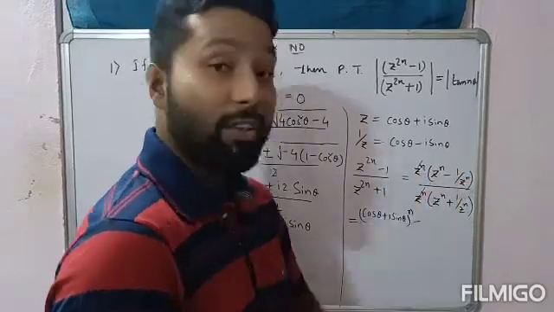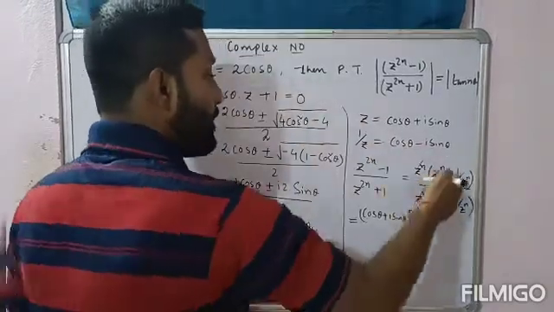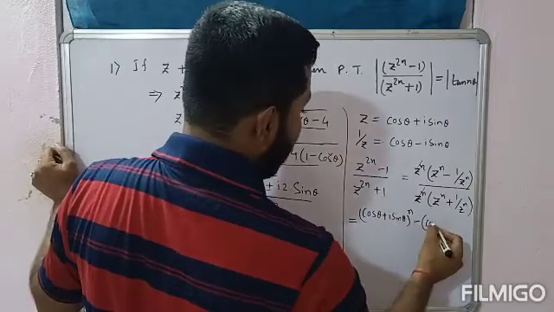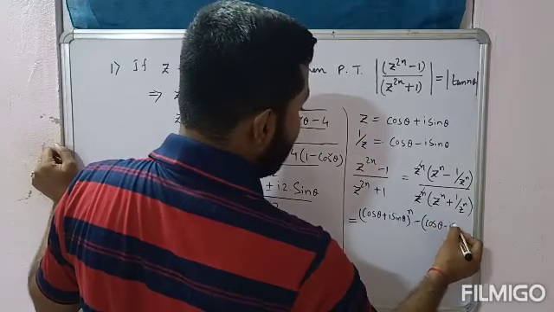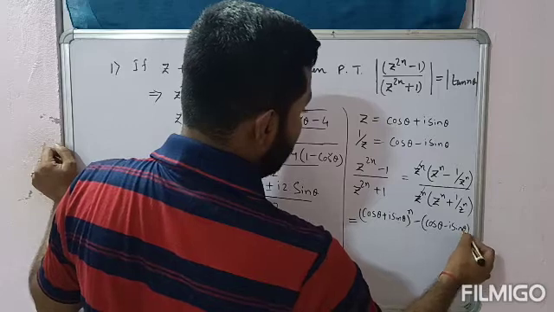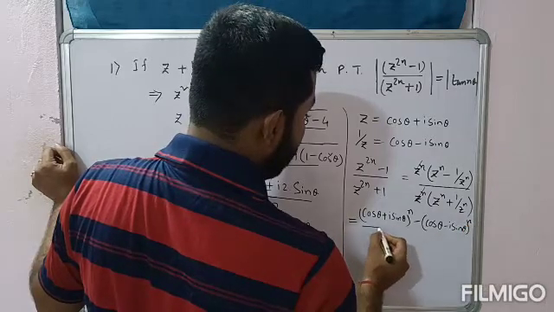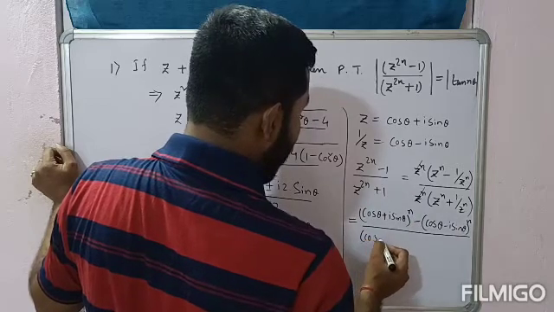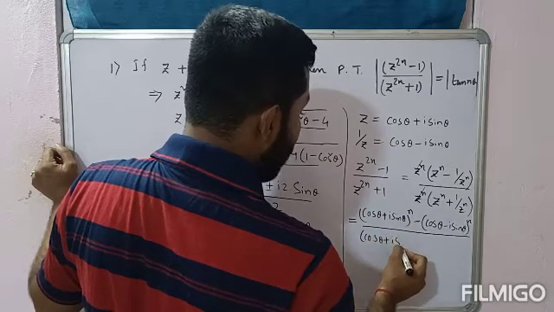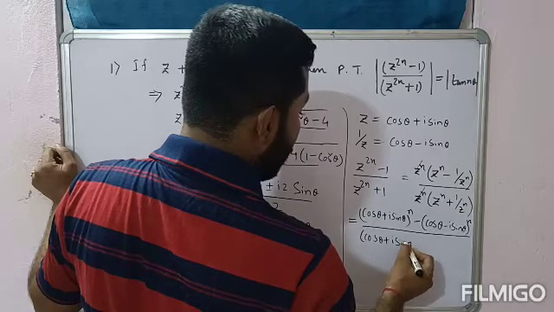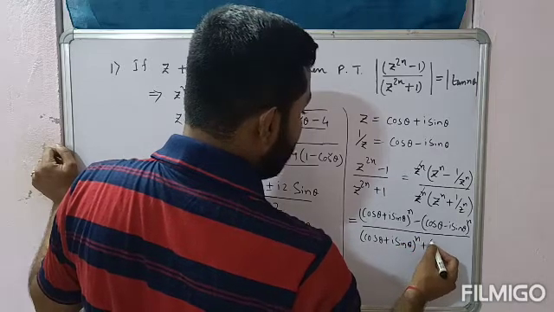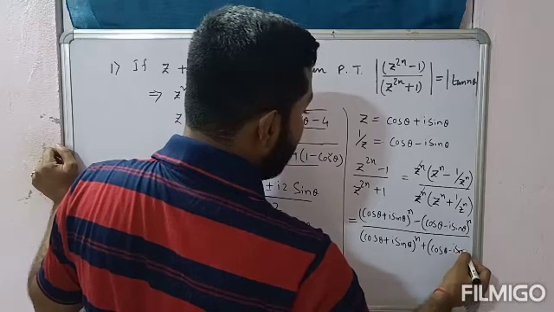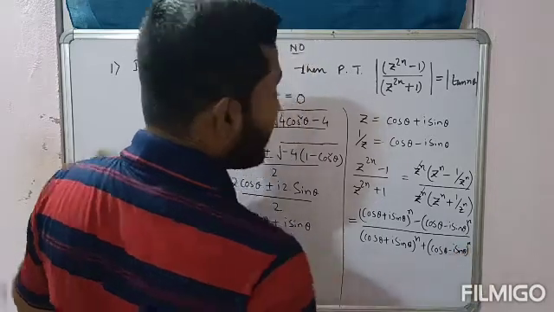अभी यहाँ पे उसका वैल्यू यूज करूंगा. Alright, so 1 by z to the power n. We know the value of 1 by z, that is (cos theta minus I sin theta) whole thing to the power n, divided by, in the denominator also substitute the same values, that is (cos theta plus I sin theta) whole thing to the power n plus (cos theta minus I sin theta) whole thing to the power n.